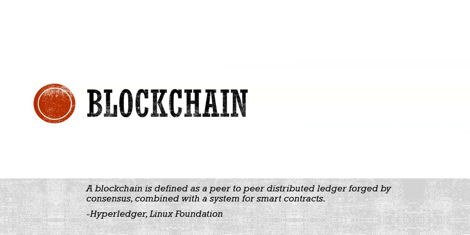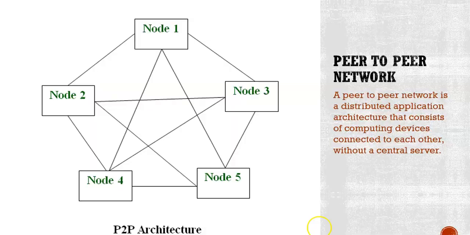According to the Linux Foundation Hyperledger, the blockchain can be defined as a peer-to-peer distributed ledger where it will have its own consensus protocol, and there will be a set of smart contracts. No worries, we'll be learning about what we mean by peer-to-peer distributed ledger, consensus, and smart contract, everything in a while. What is a peer-to-peer network?